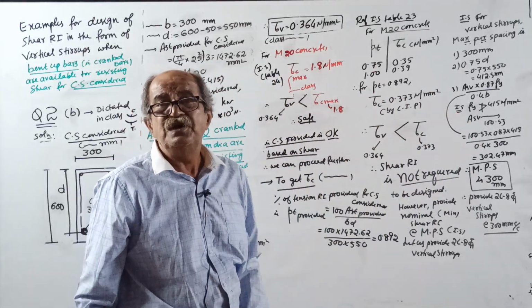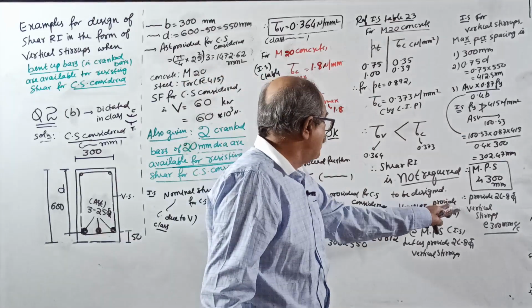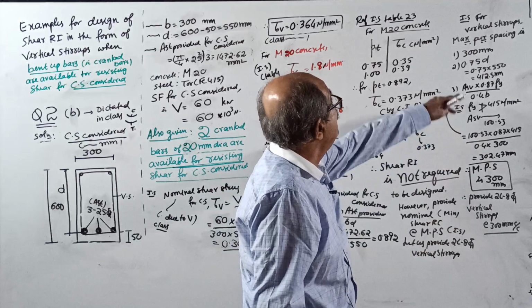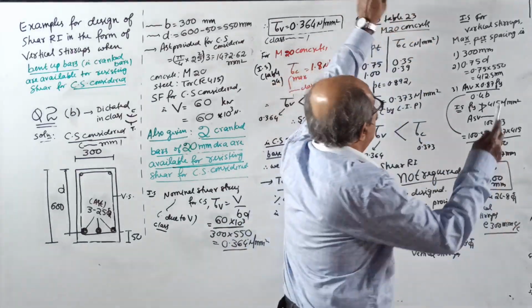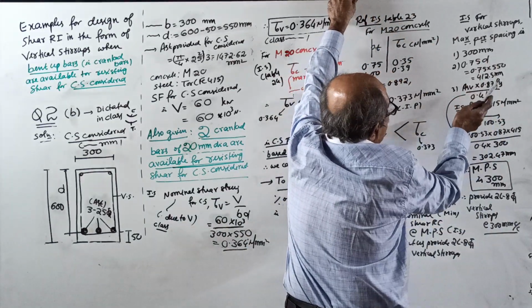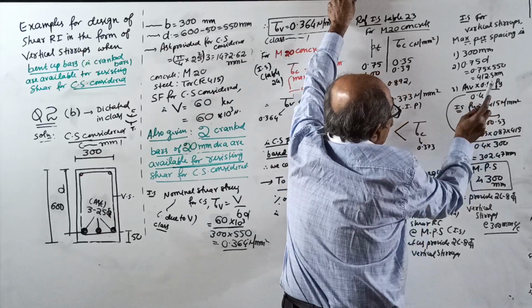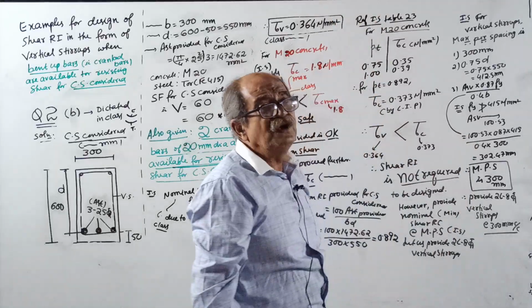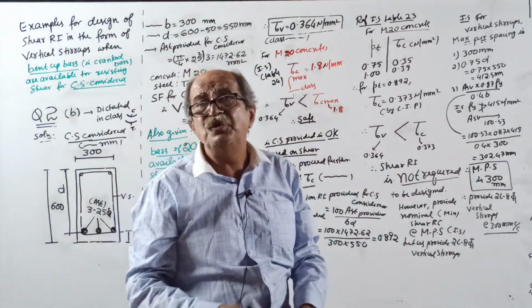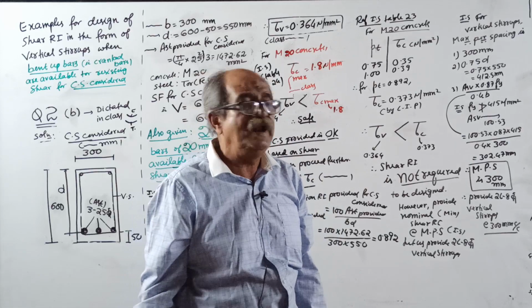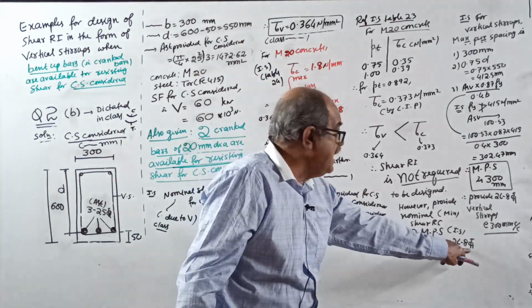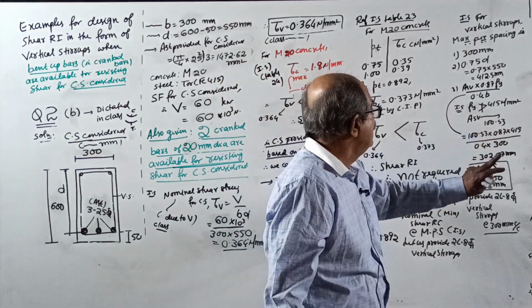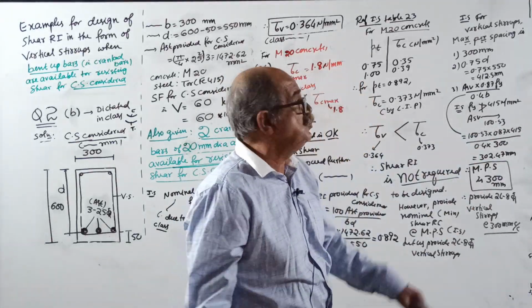So what to do? Even if it is not required, however, provide nominal or minimum shear reinforcement at a maximum permissible spacing. This all I told you last time. 1, 300, 0.75D, ASV FY by 0.4B, FY not to be taken more than 415. ASV is the cross-sectional area of legs of the stirrups. You write there, pi by 4 of 8 square, because we are proposing 2-legged 8 tor. Pi by 4 of 8 square into 2, it will come 100.53. Substitute, spacing will come 302.